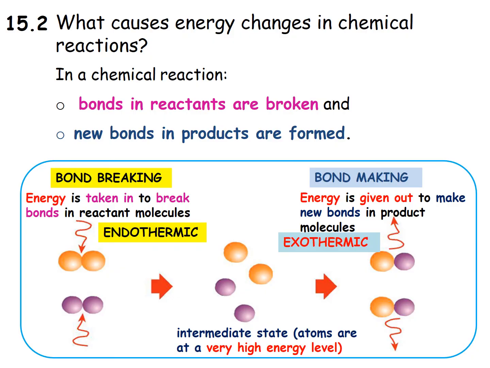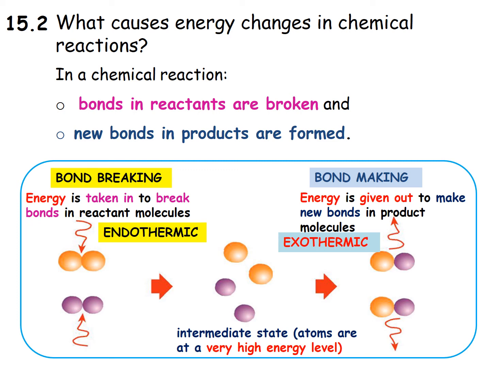This slide explains why some chemical reactions are endothermic while others are exothermic. Note that this does not apply to changes of state, only for chemical reactions. The theory is that for any chemical reaction to take place, bonds in reactant molecules must first be broken. So for that to happen, reactant molecules must first absorb energy. So bond breaking in reactant molecules is always endothermic.